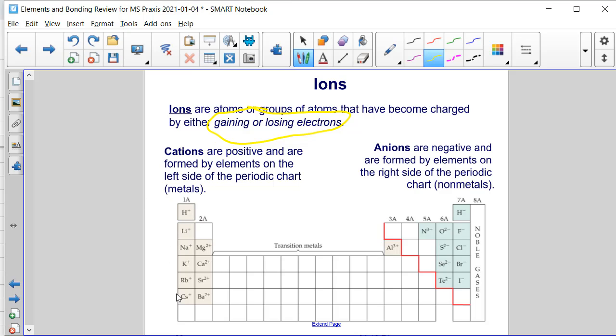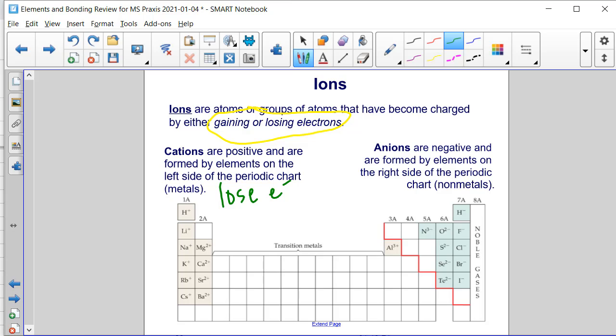Cations, which we have labeled here on the left-hand side, are positively charged and are formed by elements on the left side of the periodic table. Okay, so metals are the things that we expect to form cations, and they are formed by losing electrons.